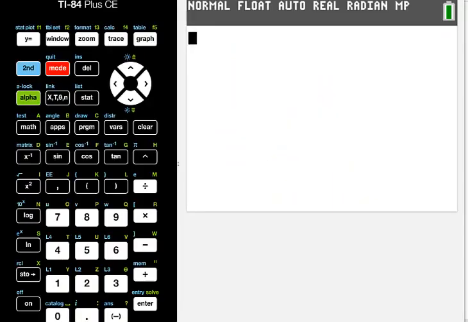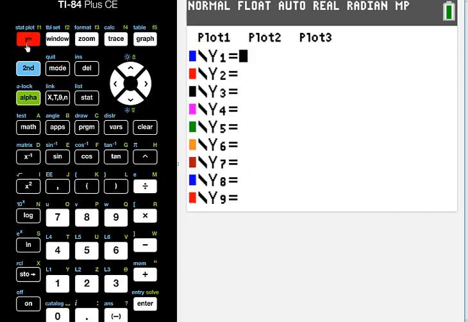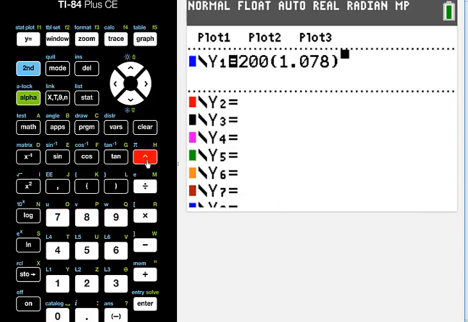Okay, so the first thing I need to do is get a good picture of this function, of our equation, in the calculator. So I've gone to the y equals area. Remember, the calculator only uses x and y, so I will type in 200 times, I can just use parentheses for that, 1.078 to the, and I have to type x, right, instead of t. There's my equation typed in.